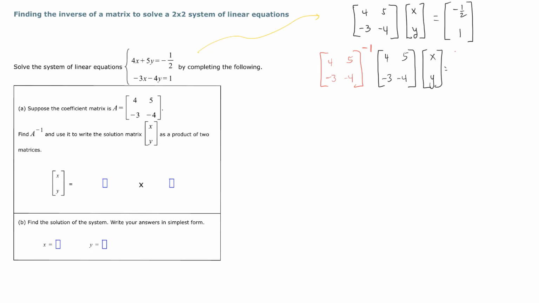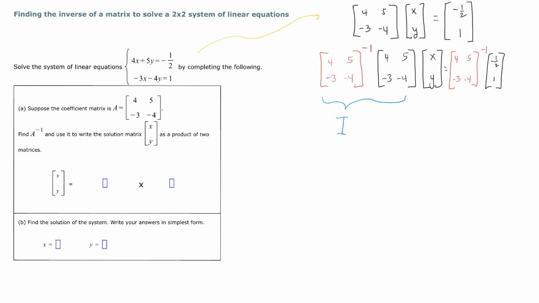And if you're balancing the equation, then we have to write it over here as well. 4, 5, -3, -4. And we need the inverse of that matrix. And then what are our scalars here? -1/2 and 1. And if you do that, this right here is called the identity.